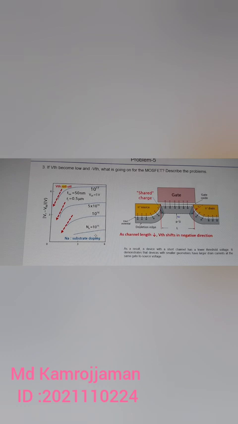So, as a result, as the channel length decreases, the threshold voltage shifts in the negative direction. As a result, a device with a short channel has a lower threshold voltage. It demonstrates that devices with smaller geometries have larger drain current at the same gate to source voltage.